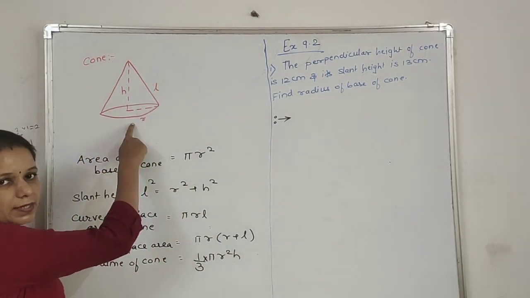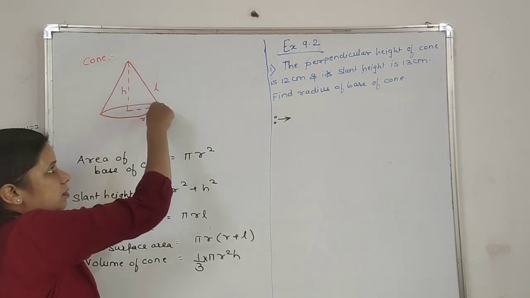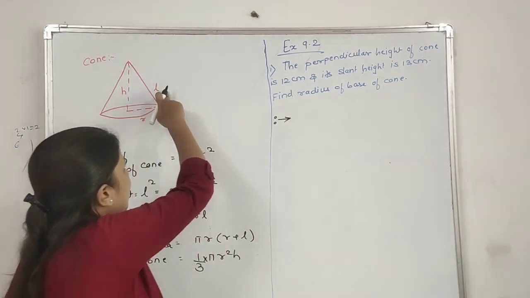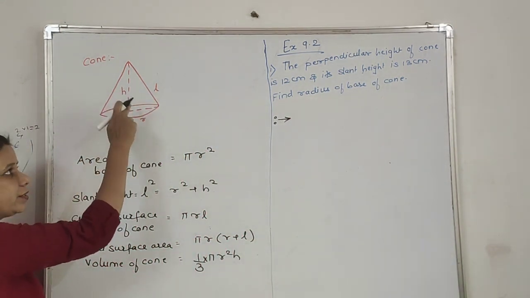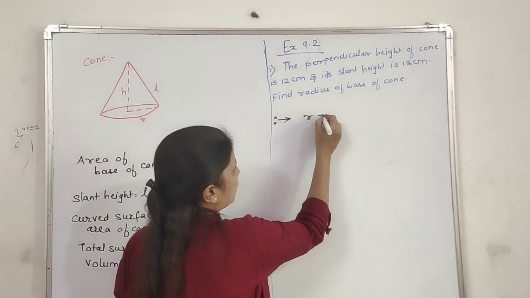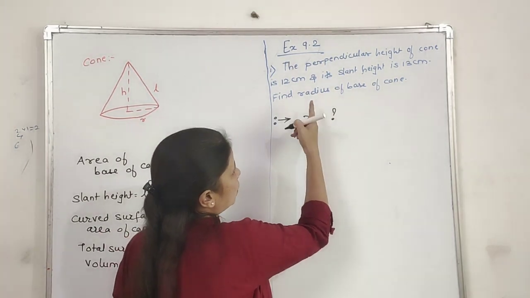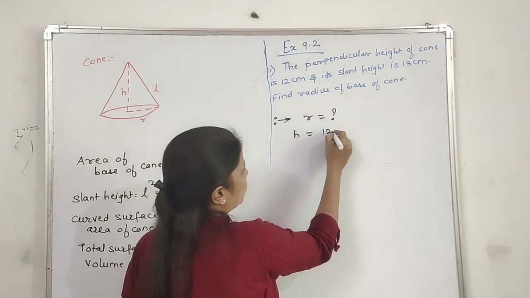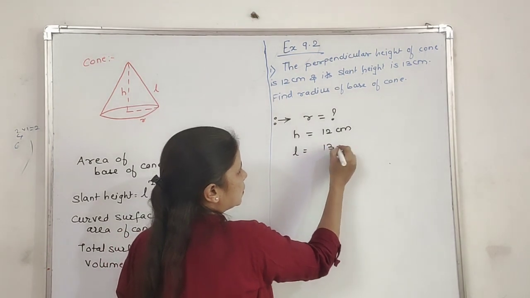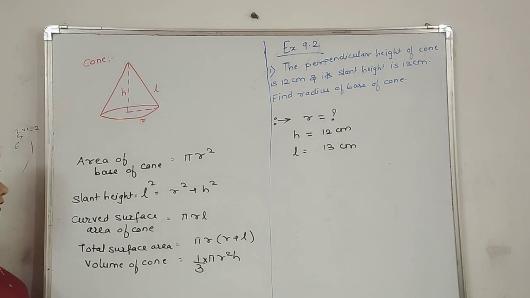Now this is your cone. It has two heights. This is your perpendicular height, which is straight, and this is your slant height. Here slant height is denoted by L, perpendicular height is denoted by H, radius by R. In the given problem, radius R we have to find out. H is 12 centimeter and slant height L is 13 centimeter. So we have to calculate R, that is radius of the base.